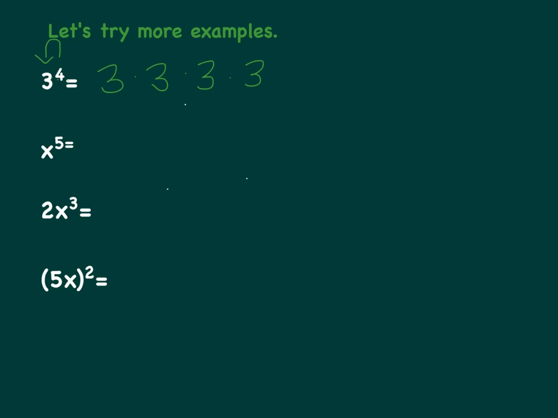X to the 5th. The base is x. The exponent of 5 is going to apply to the base of x. So it means we're going to multiply x by itself 5 times.